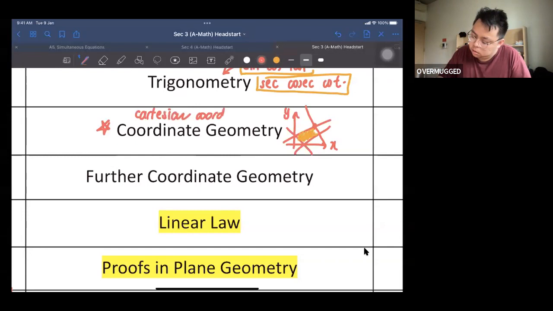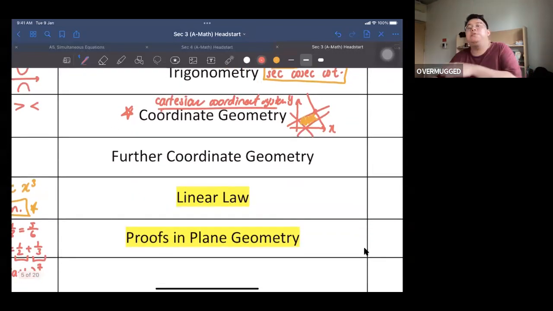Cartesian coordinate system. Okay, Cartesian coordinate system. Now, in further coordinate geometry, we are just extending a little bit. Now you realize here is all straight lines. There's a class that we haven't touched yet, which is circles. So we are all going to learn about the beauty of circles.